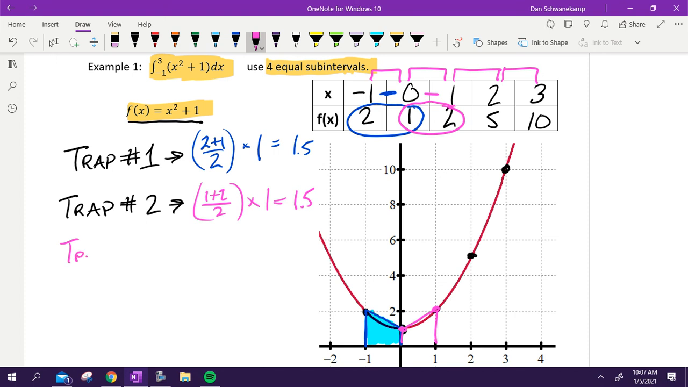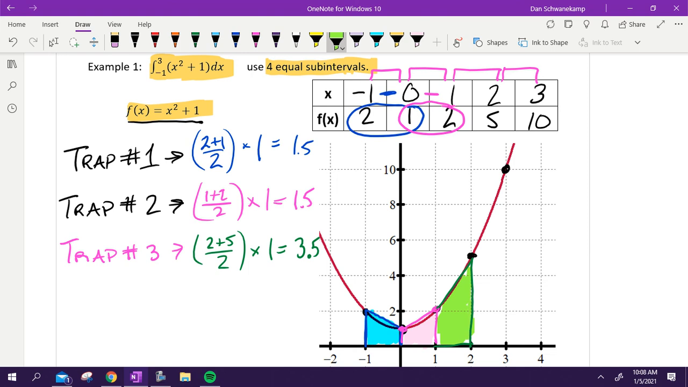Trapezoid number 3. So trapezoid number 3, it's this guy to this guy. Boom, it's this one. Lacey, what are the two heights here on this problem? 2 and 5. What do you need to do with them? Divide by 2 because he's going to find the average. And then he's going to multiply it by your width, which is 1 again. So 7 divided by 2, it's 3.5. Okay, so that's the area of this trapezoid.